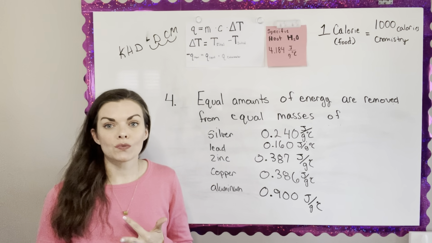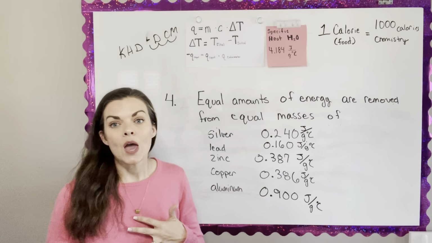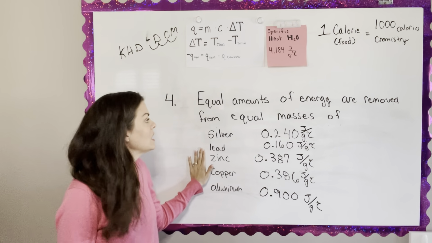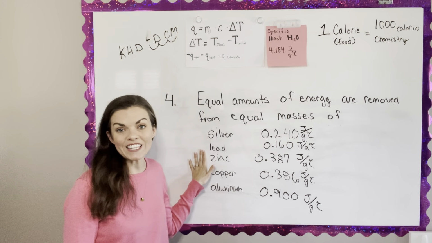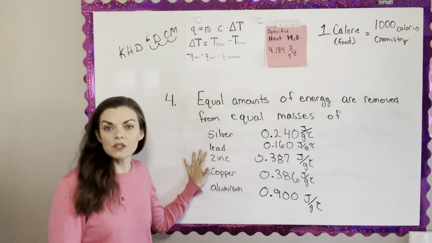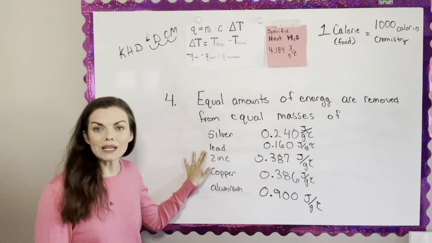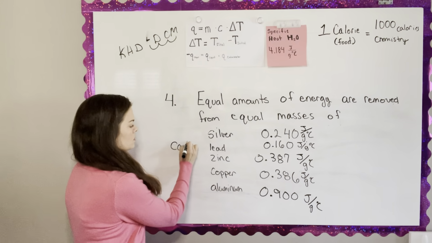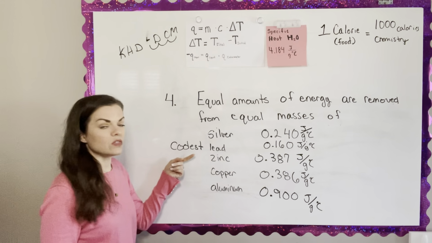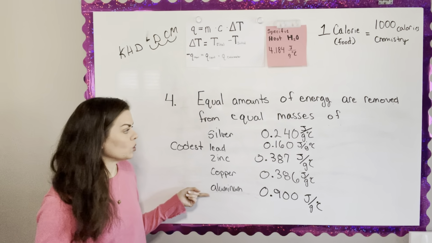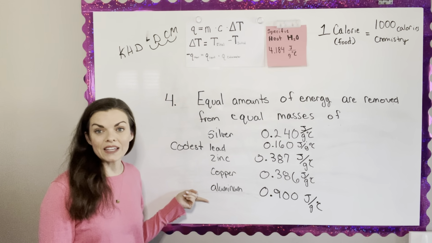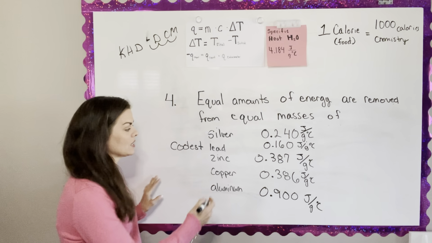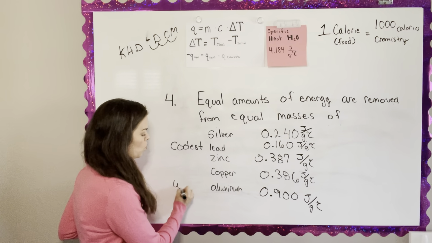So the question is asking us which item is going to stay the warmest and which item is going to stay the coolest. So the lowest specific heat capacity, 0.160, is lead. The lowest specific heat capacity means it's easier to heat up and it's easier to cool down. So this one is going to be the coolest. And the one with the highest is aluminum. And since it has the highest, it is going to be the hardest to heat up or to cool down. And so it's going to keep its temperature and it's going to be the warmest still.